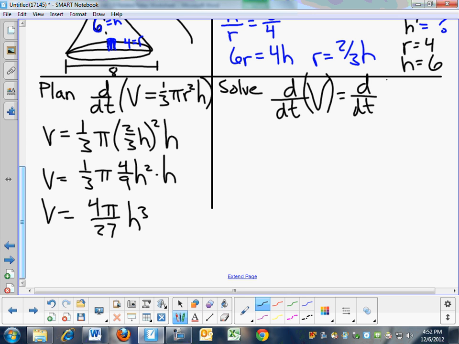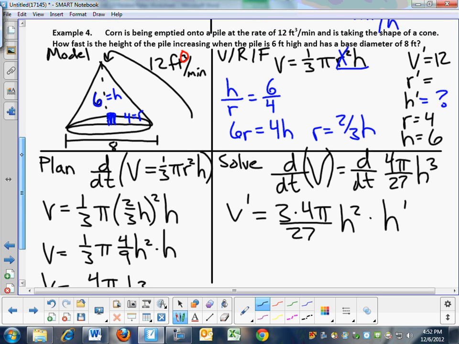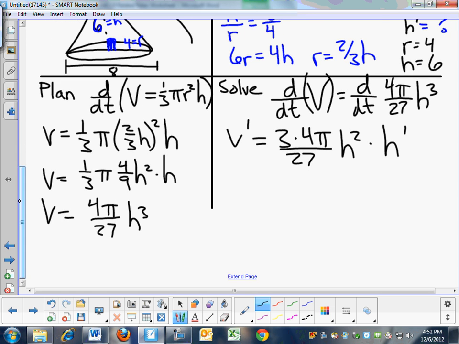I didn't need those parentheses, I don't know why I did. 4 pi over 27 h to the third. Derivative with respect to time of volume is V prime. Derivative with respect to time of 4 pi over 27 h to the third is 3 times 4 pi over 27 h squared times h prime. Do I know h? h is 6. Do I know V prime? V prime is 12.